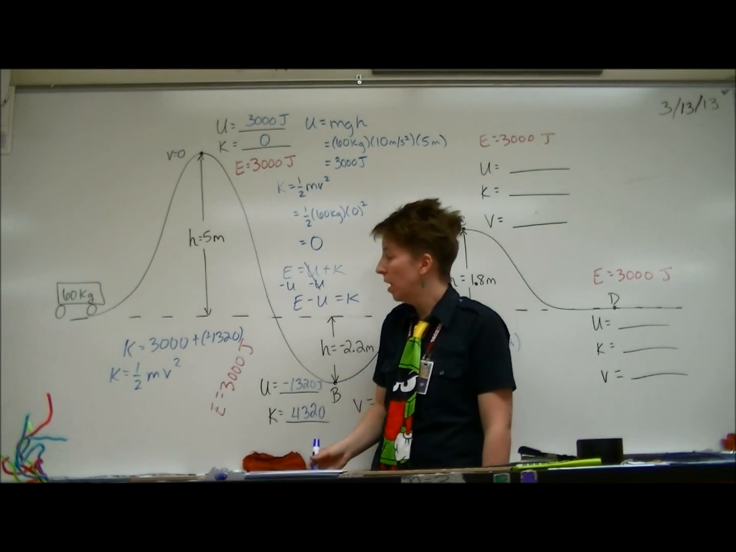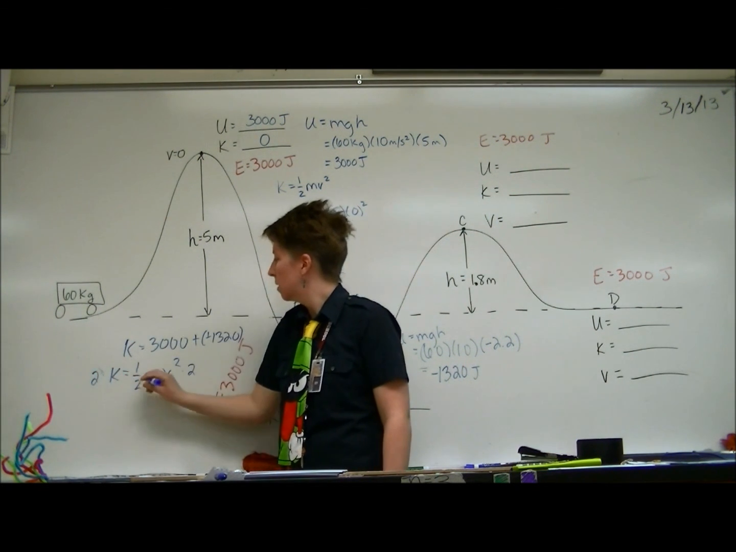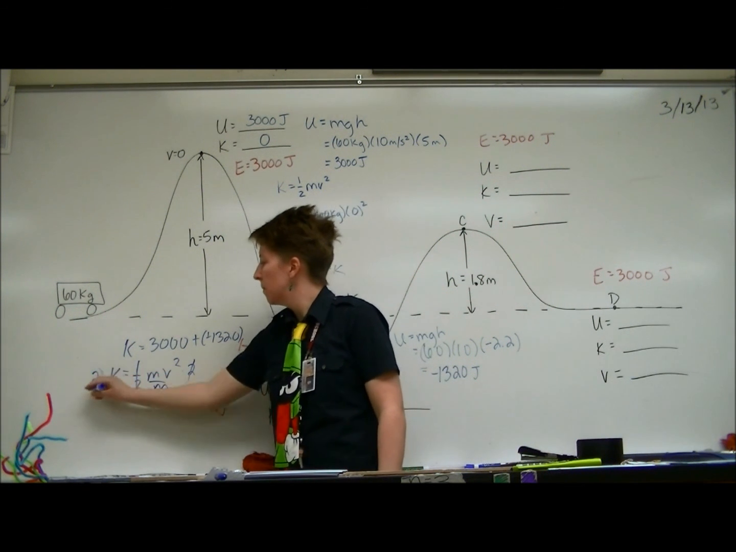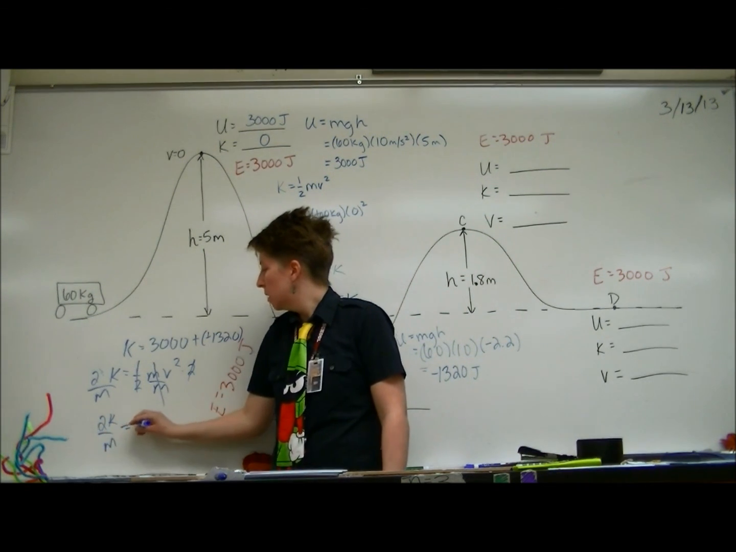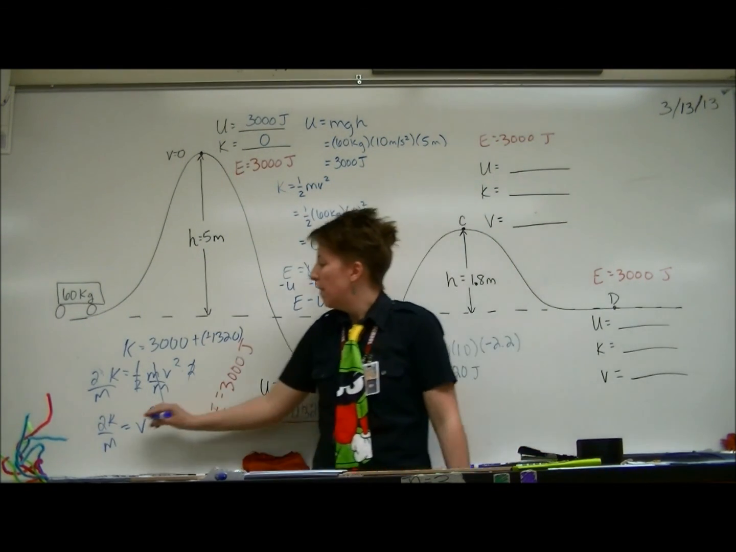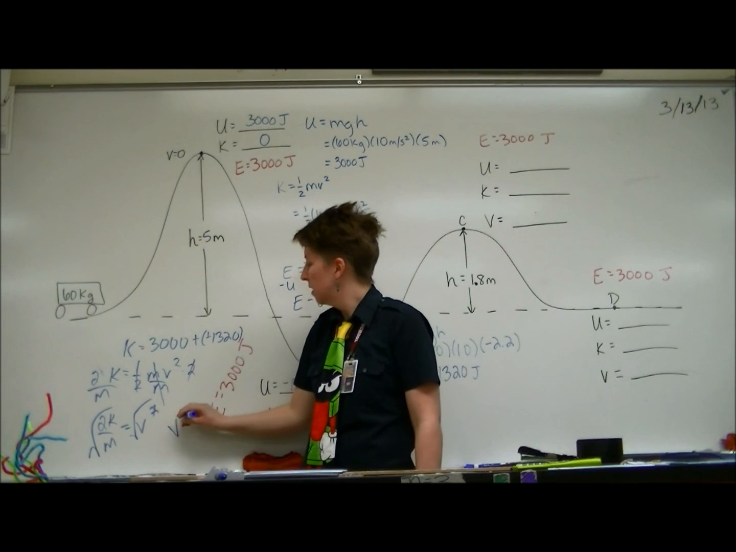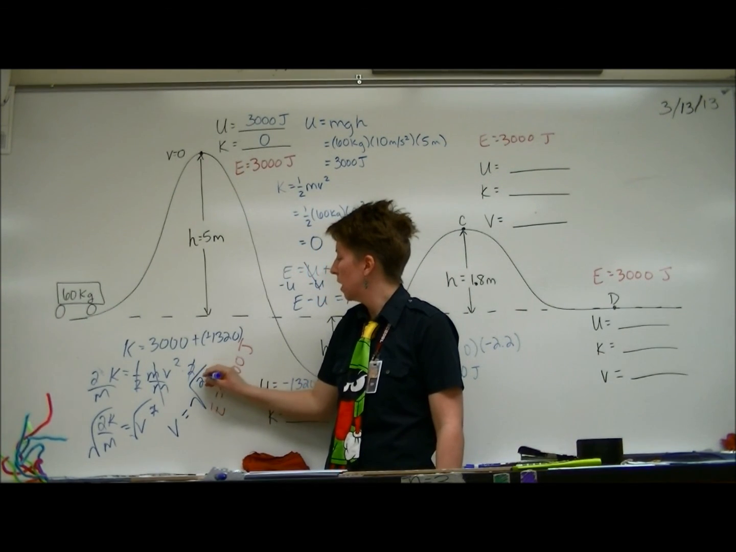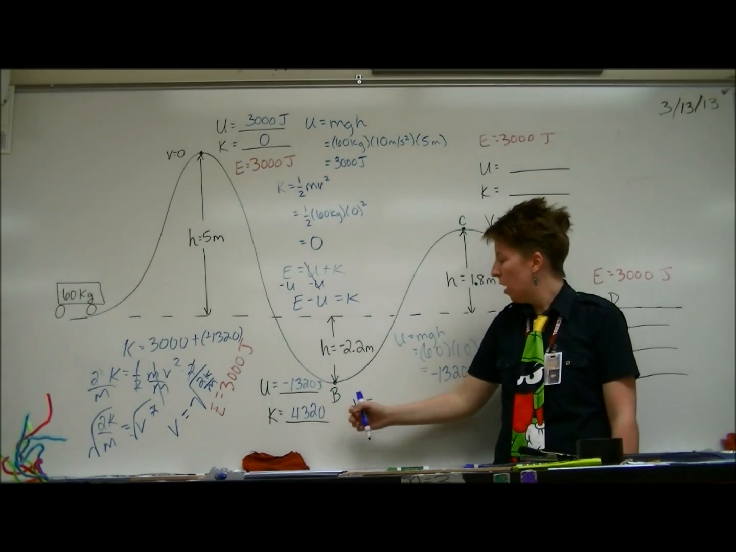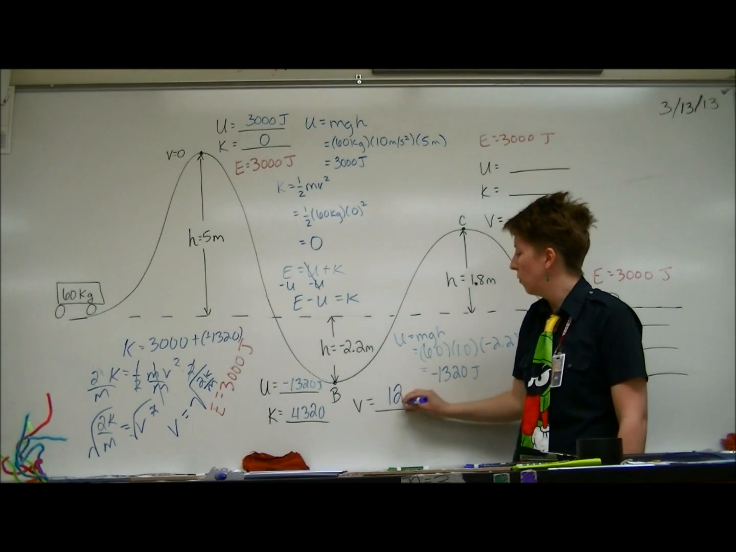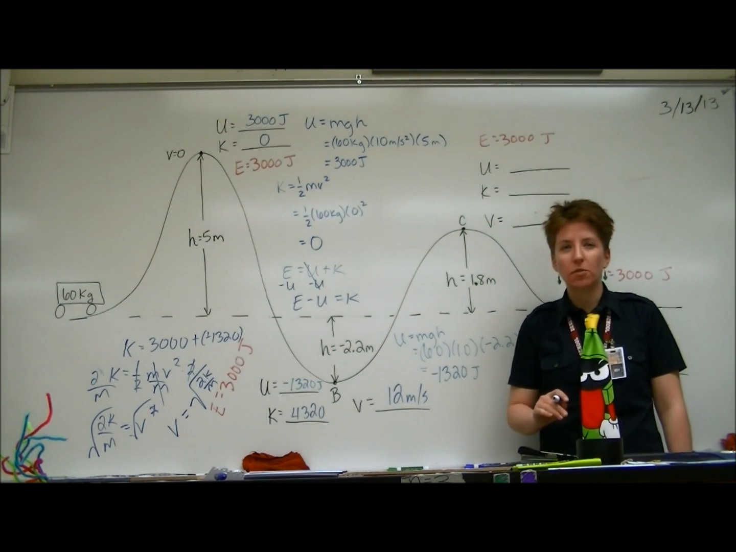For velocity, I know that kinetic energy equals 1/2 mv squared. If I were to solve that for velocity, I could multiply both sides by 2. Can divide by m. So now I have 2k over m equals v squared. And then I have to square root both sides. So v is going to be the square root of 2k over m. If I put all the numbers in for this problem, v ends up being 12 meters per second. We'll leave that as an exercise for the viewer.